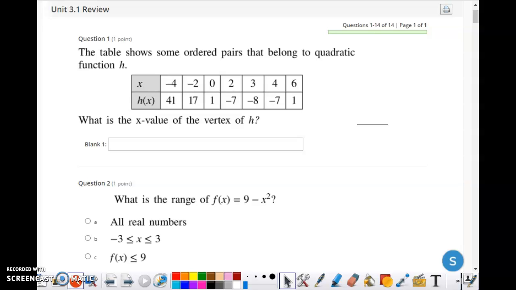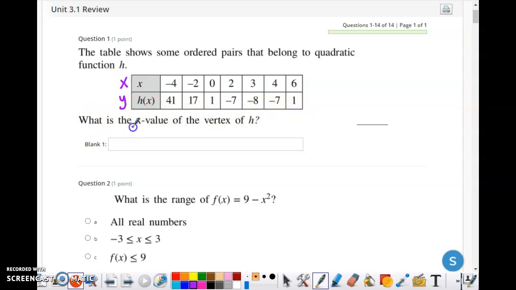Okay, question number 1 says, the table shows some ordered pairs that belong to a quadratic function h. So this table, this is my x's and this is my y's. Whenever you see it, if you want to say that's x, that's y, you always start from the top to the bottom and it goes in order x, y. Okay, we're going to put this table in Desmos to see what those points are.